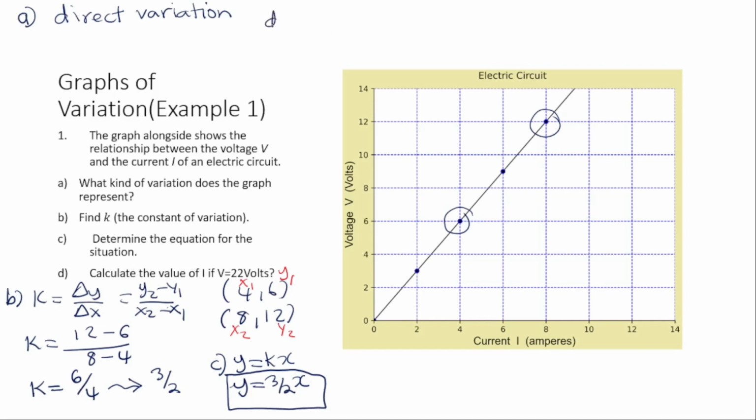Let me write part D right here on top. We have a model there. Determine the equation for the situation. We have found a general equation for this situation, but for this particular situation, our vertical axis is voltage, so y will be V, and x, the horizontal axis, is I, which is the current. So for this particular situation, V will be equal to 3 over 2 I. Wonderful.